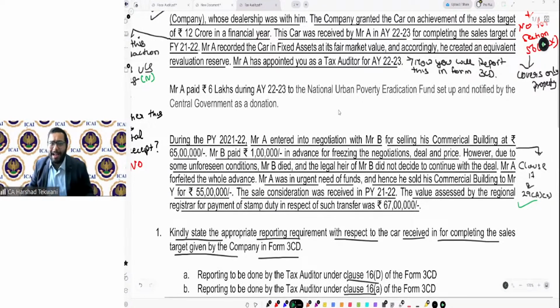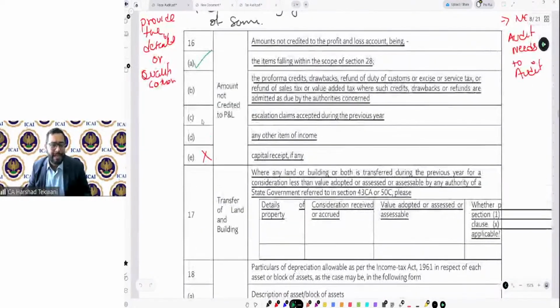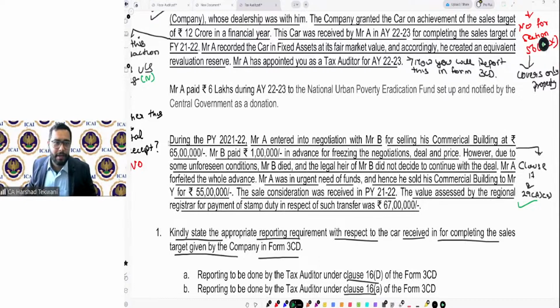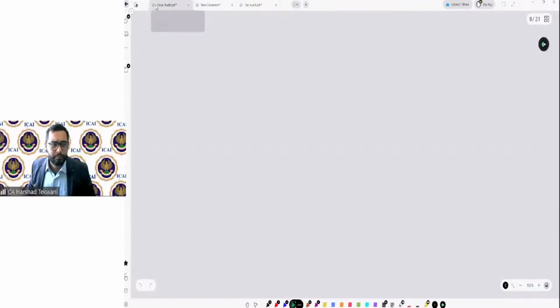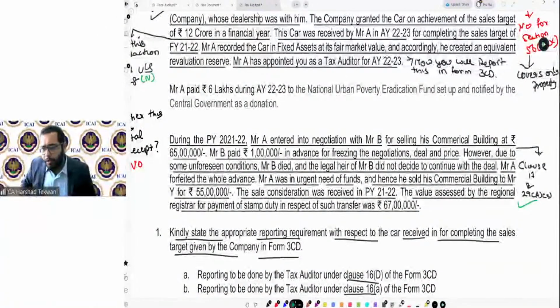But there is another clear one where this particular amount will be reported. Okay, so why can't I report in clause 16E, that is amount not credited to profit and loss account being a capital receipt? So if I have received rupees 55 lakh for the sale consideration, is it not a capital receipt? Will I not report that amount under clause 16E? Capital receipt. So clause 16E.